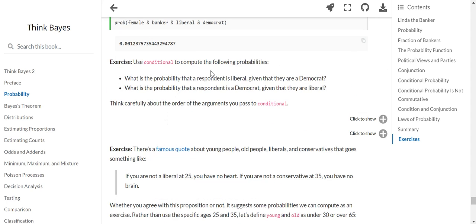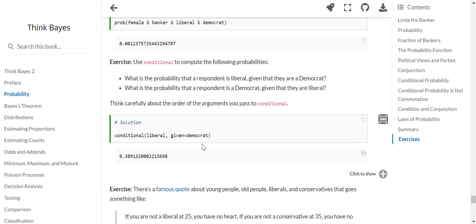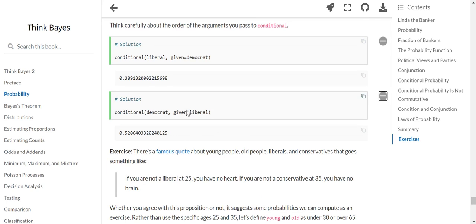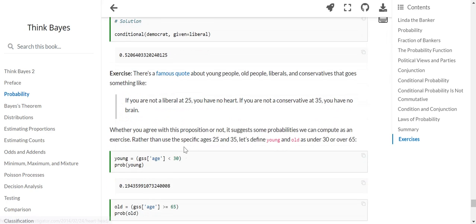But here we are going to think in terms of conditionals. So this would be a liberal given that they are a Democrat, simply, and Democrat given that they are a liberal. So this is the simple one. I'm not going to go into the Jupyter notebook and try these out myself, but we get the idea of what we are going to do.